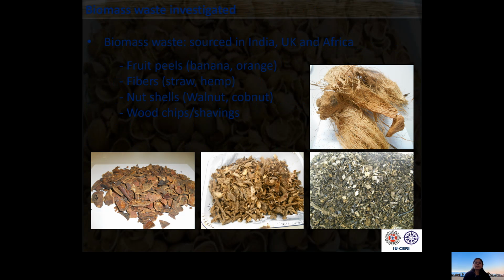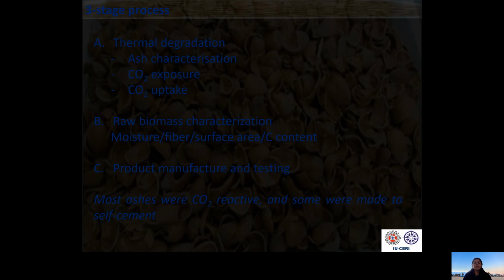So we investigated a big range of biomass waste, and categories included fruit peels, fibers, nutshells, and wood chips. You can see some pictures of this variety of biomass wastes here. These wastes were sourced in India, UK, and Africa. We followed a three-stage process, including thermal degradation, that consisted of production of ash by incineration of biomass, ash characterization, then its exposure to carbon dioxide and calculating embodied carbon or CO2 uptake.